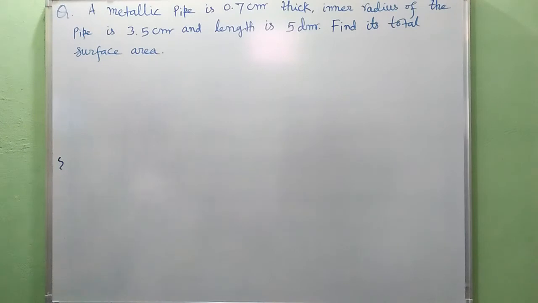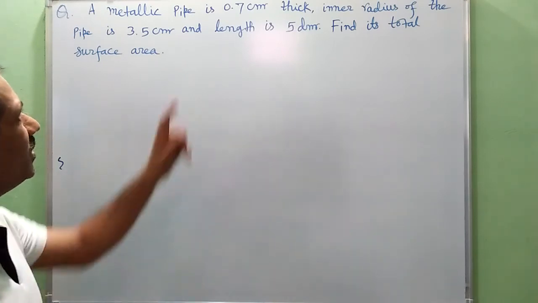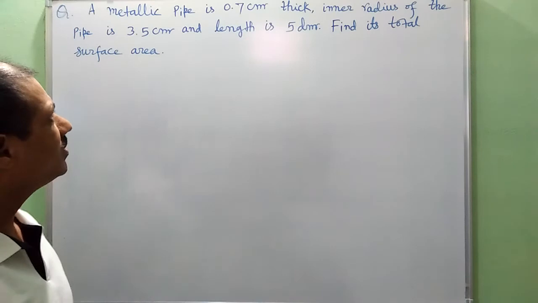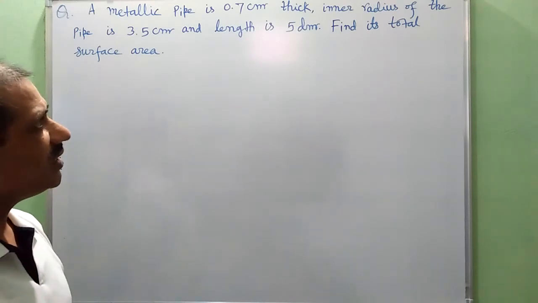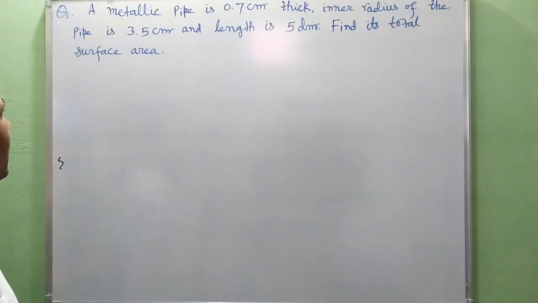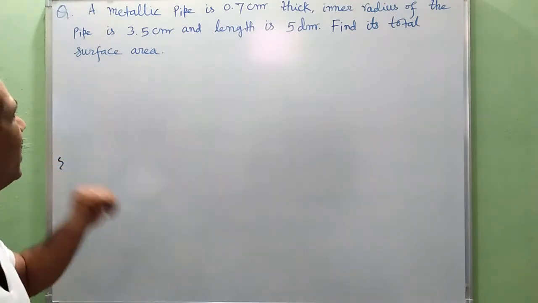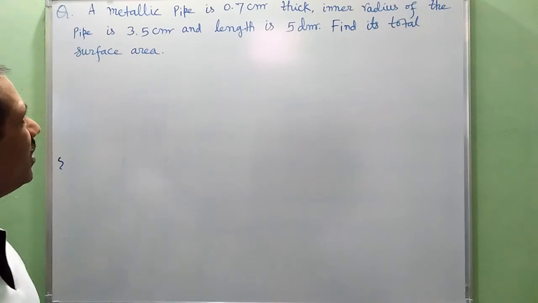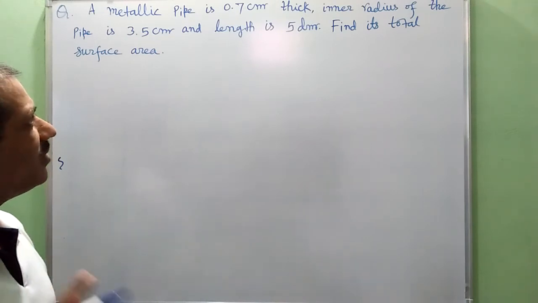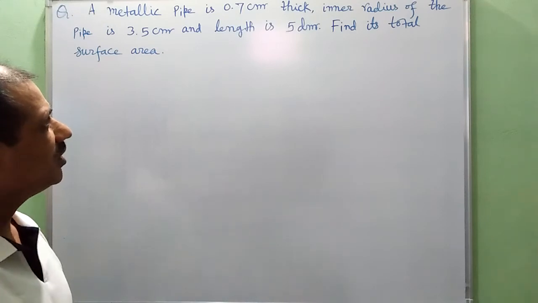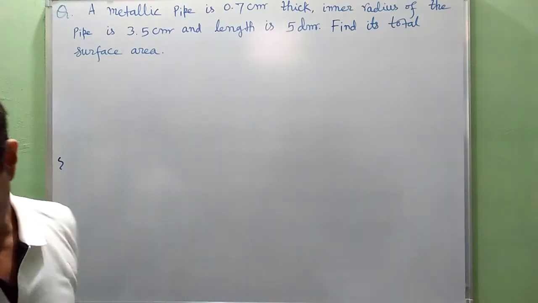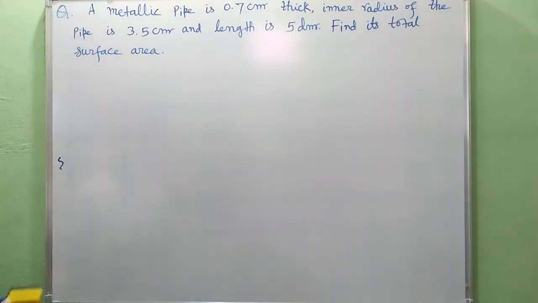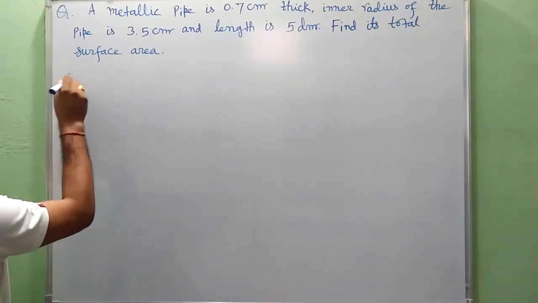A metallic pipe is 0.7 centimeter thick. Inner radius of the pipe is 3.5 centimeter and length is 5 decimeter. Find its total surface area. We have to calculate its total surface area.